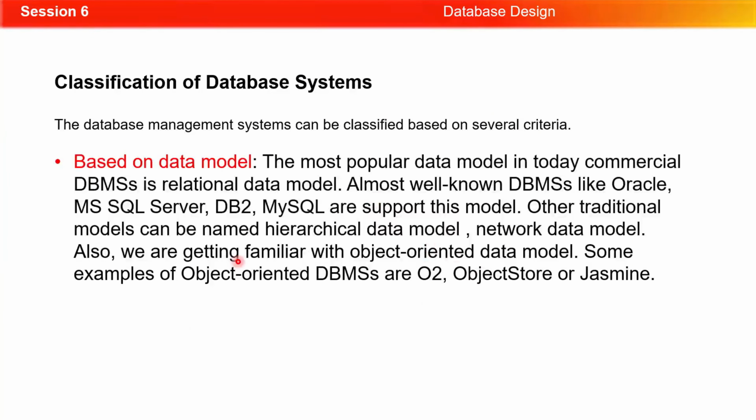Other traditional models can be named. There is the hierarchical data model, the network data model, and also we are getting familiar with object-oriented data models. So some examples include the object-oriented DBMSs, O2, Object Store, or Jasmine.